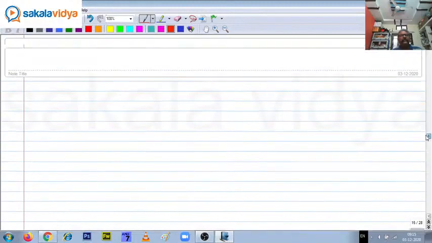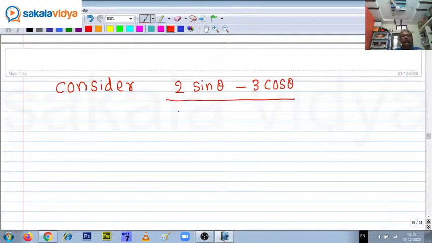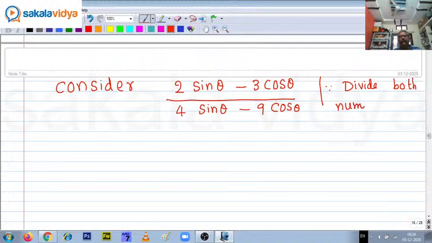Next, go to this one. So now consider 2 sin theta minus 3 cos theta upon 4 sin theta minus 9 cos theta. Divide both numerator and denominator by cos theta. Let us see what we get.